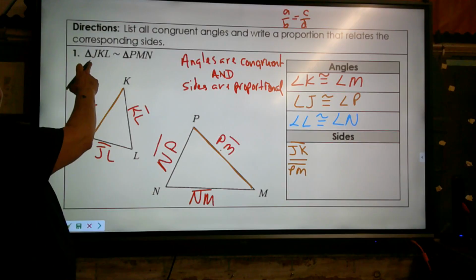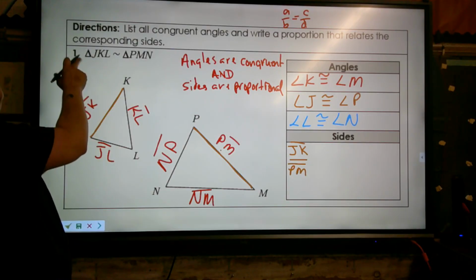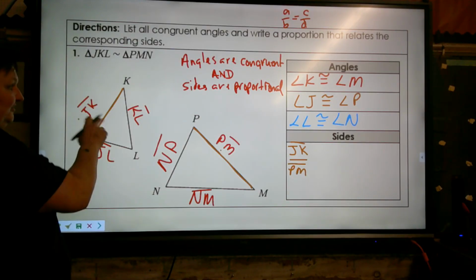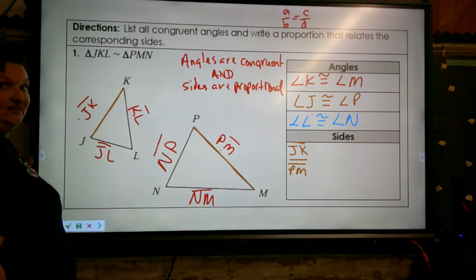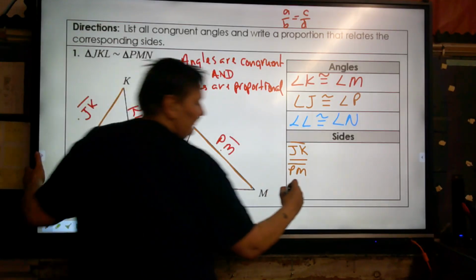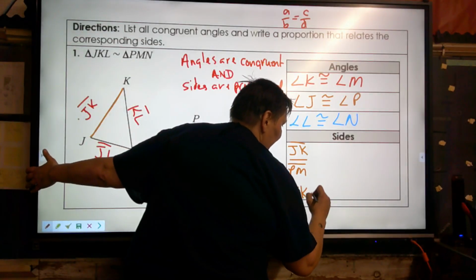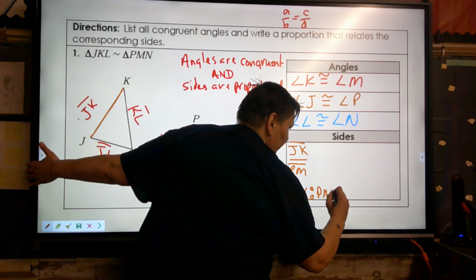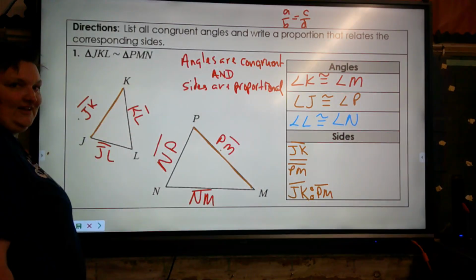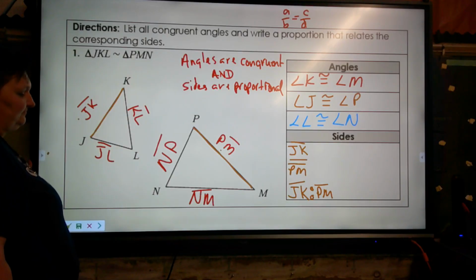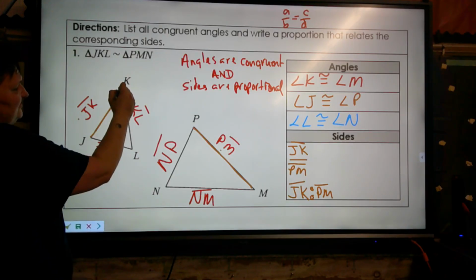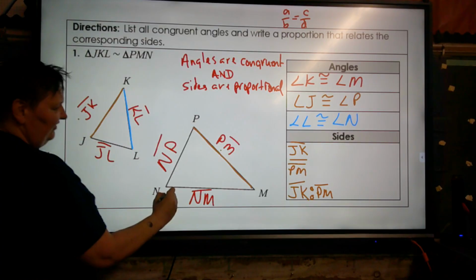Why did I start with JK? Because it came first. This triangle came first. Or you could write it like a ratio. JK to PM. That's the ratio. This time we're going to do KL.